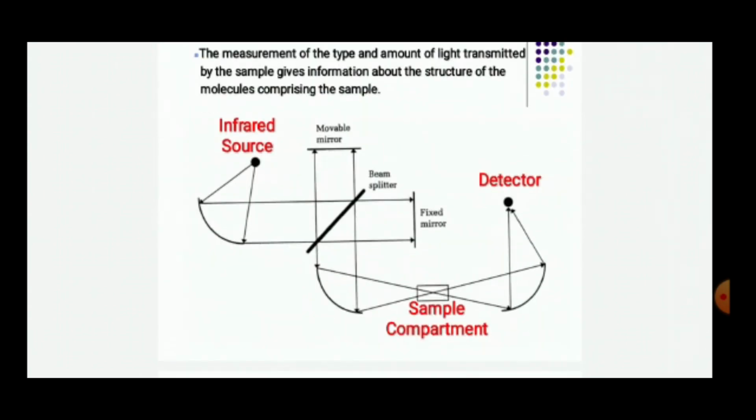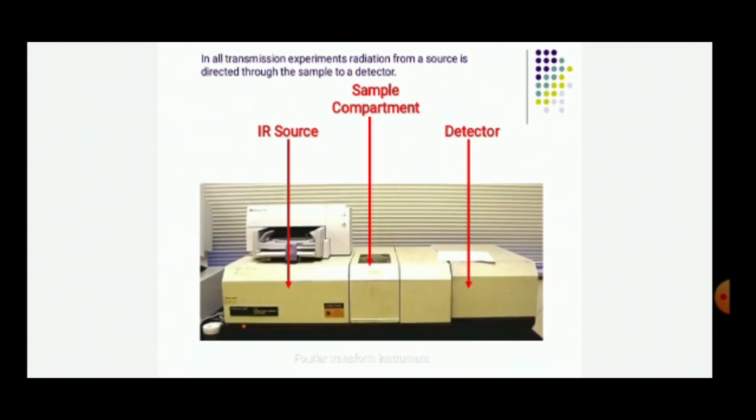This is how a block diagram of an IR instrument looks. You have an infrared source and an interferometer with a chopper and two mirrors. The chopper is also called a beam splitter, along with a movable mirror and a fixed mirror. Using this assembly, a specific light which resonates with the vibrational energy of your compound will pass through the sample component and we will see the detection. This is how a typical infrared spectrophotometer looks.